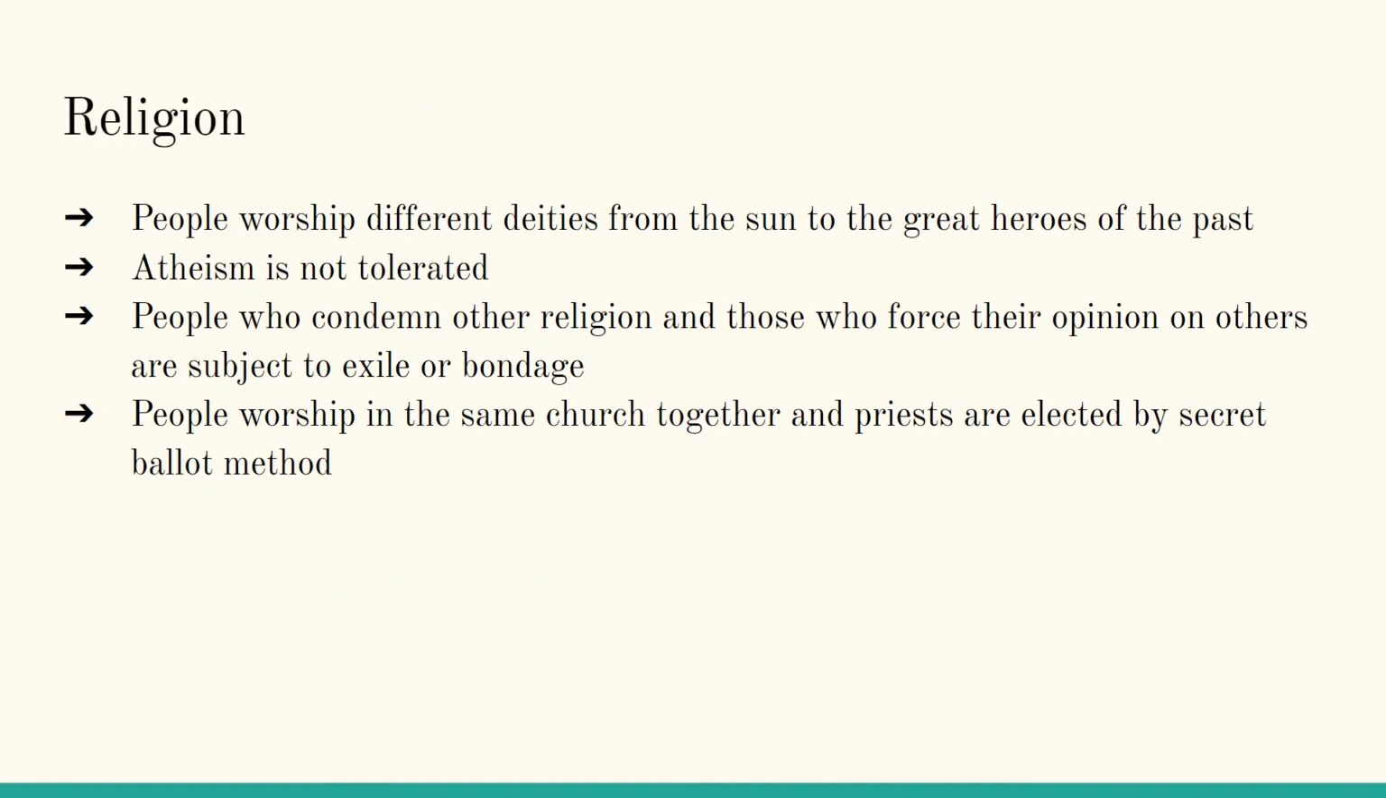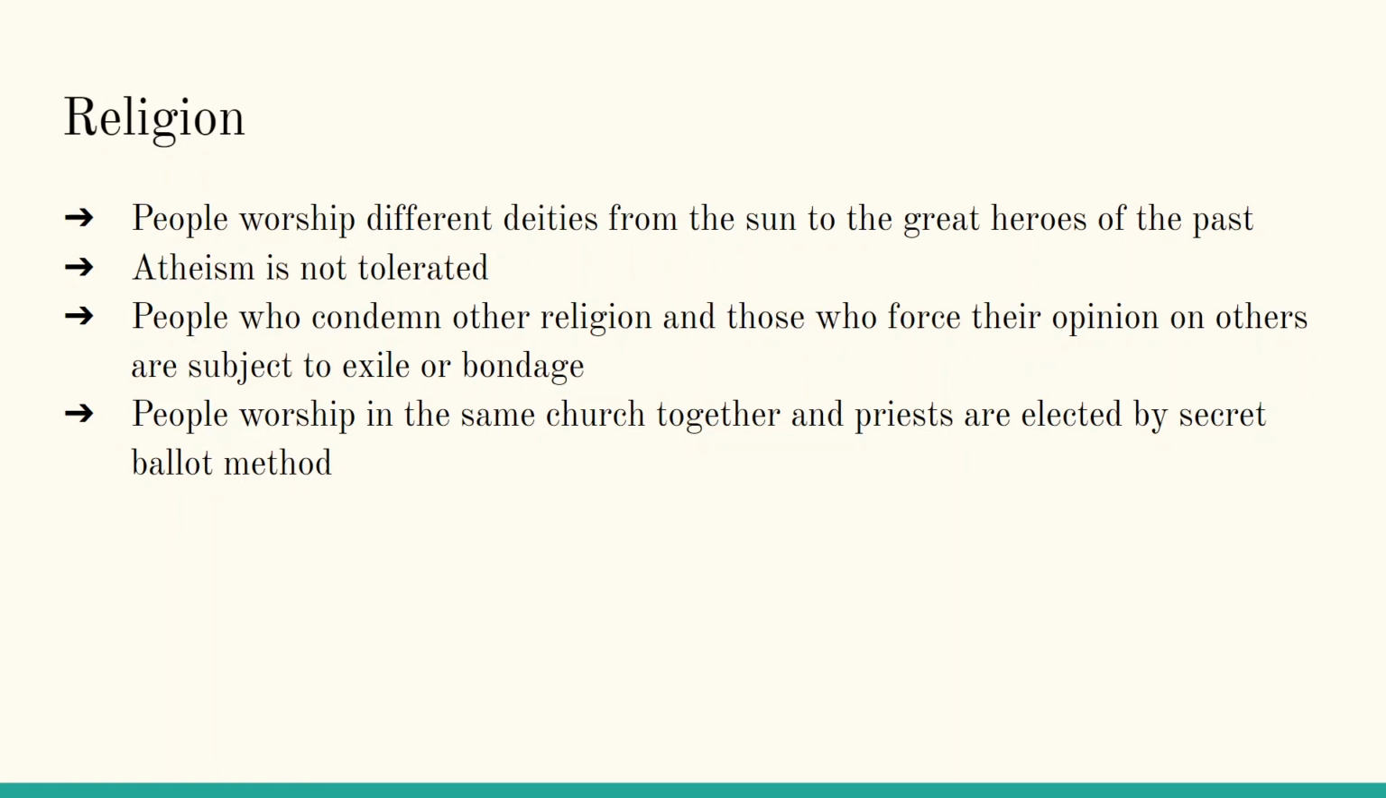Let's look at the religion. People of Utopia worship different deities, which means they have options. They are not forced to follow any religion. But what happened in England? Henry VIII forced people to follow his own religion that he formed and his own church. Here in Utopia, they were not forced to follow any kind of deity. They can worship any kind of deity, from the sun to the great heroes of the past. But atheism is not tolerated. You can't be an atheist in Utopia.